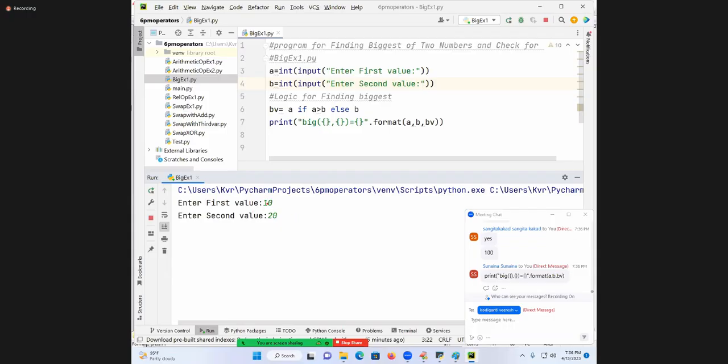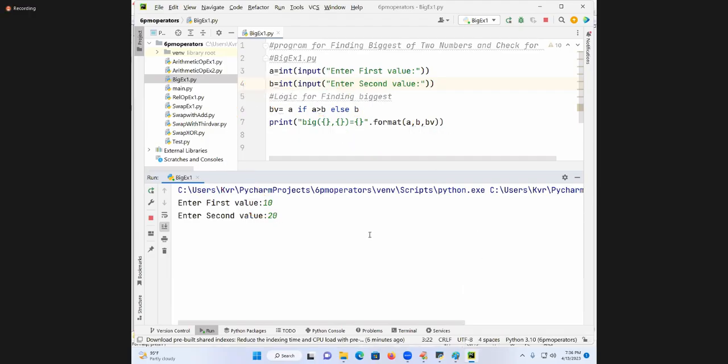10 and 20 are read by what? This A is 10, B is what? 20. Coming to line 6, PVM will go straight to A greater than B. 10 greater than 20. False means where will it go? To the else part. What is written there? B value assigned to BV. What value is printed? 10 comma 20. What is the answer here? 20 will print. Are you following me? See the answer, 20. Okay.